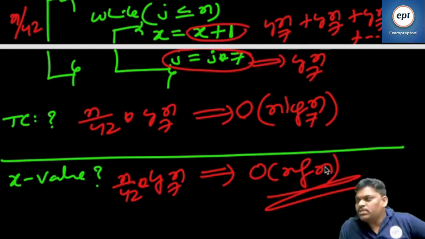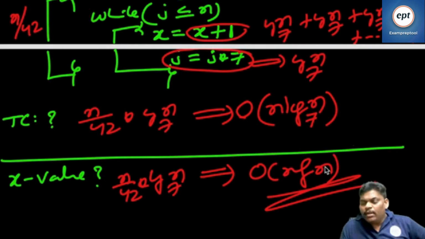Simply see, first loop is how many times? N by 42. Second loop is how many times? Log n base 7. So for time complexity, inner loops multiply, because there is no dependency also. What about the x value? Check carefully. For each j value, x will increment by 1. So I is equal to 1, the j loop runs log n base 7 times, so x value becomes log n base 7.